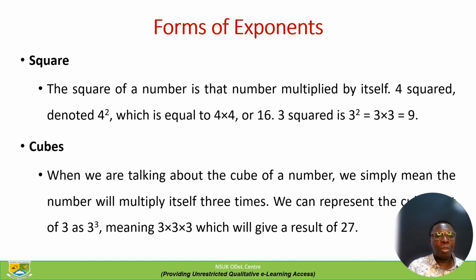Cubes. The first one was square, which we have dealt with. The second is cubes. When we are talking about the cube of a number, we simply mean the number multiplied by itself 3 times. So we can represent the cube of a number, let's say 3, as 3 to the power of 3, meaning 3 times 3 times 3, which will give a result of 27.